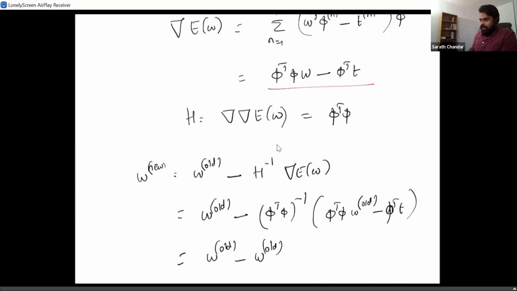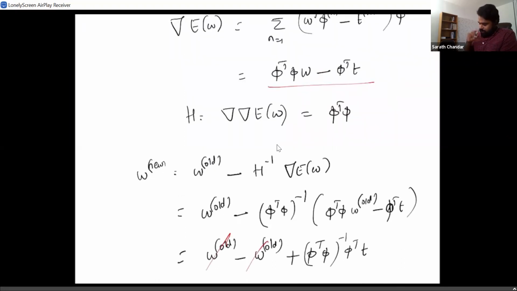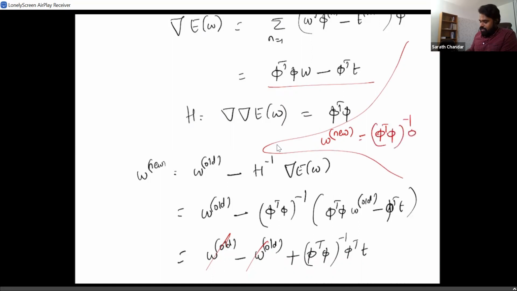Then you have plus phi transpose phi inverse phi transpose t, right? So now these two terms cancel. So we have the final result: W new is given by phi transpose phi inverse phi transpose t. Now this is the one-step solution for linear regression.